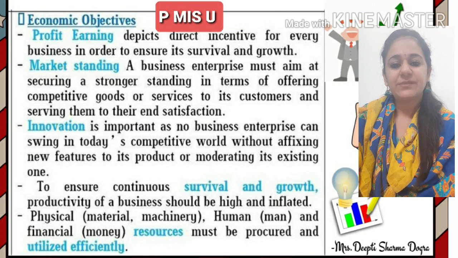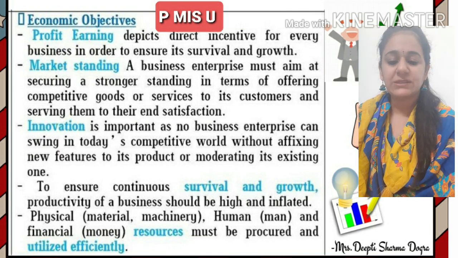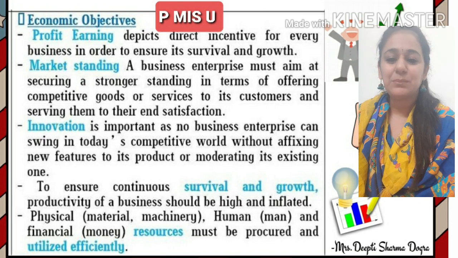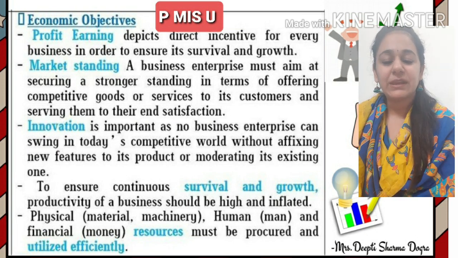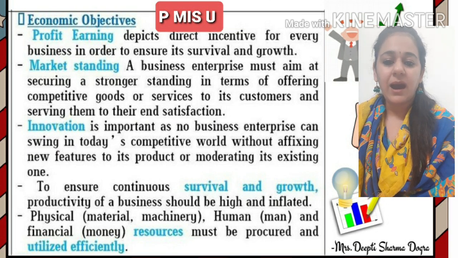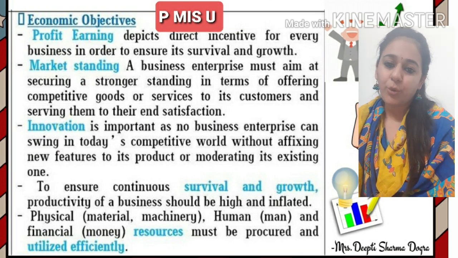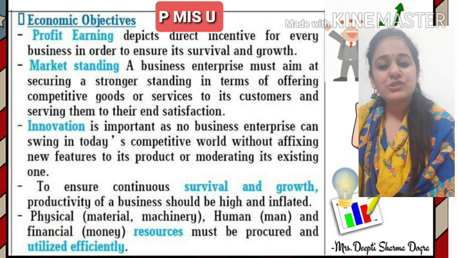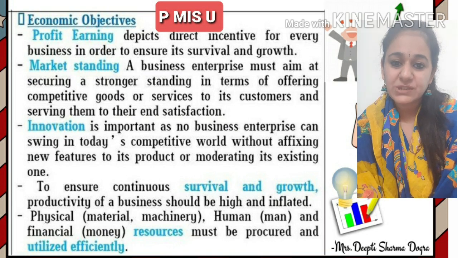Next category of objective is economic objectives, and you can see on your screen I have made a mnemonic to learn all the points of economic objectives. That is PMISU. It's not I miss you, it's P-MIS-U, and the spelling for MIS is M-I-S, right? P stands for profit earning, M market standing, I innovation, S survival and growth, and U stands for efficient utilization of resources.